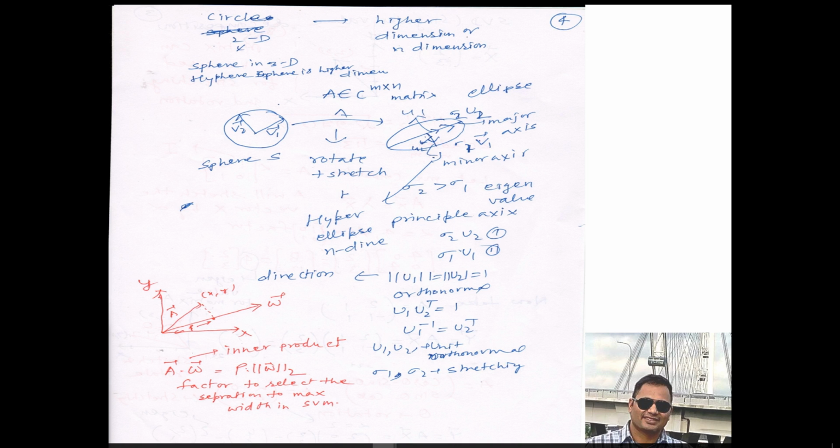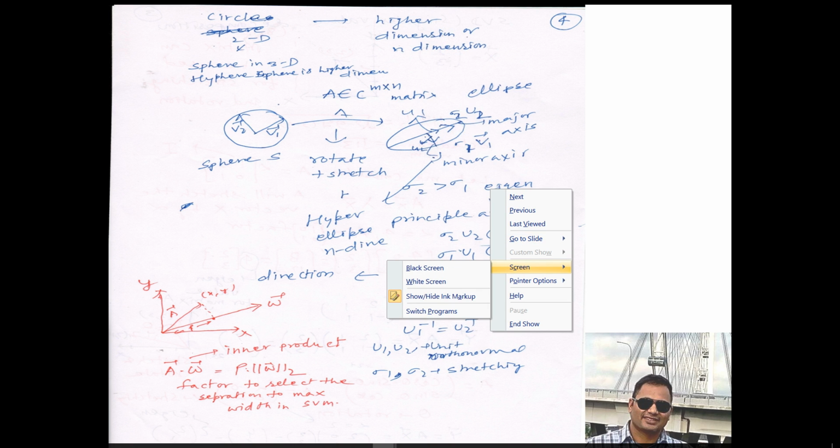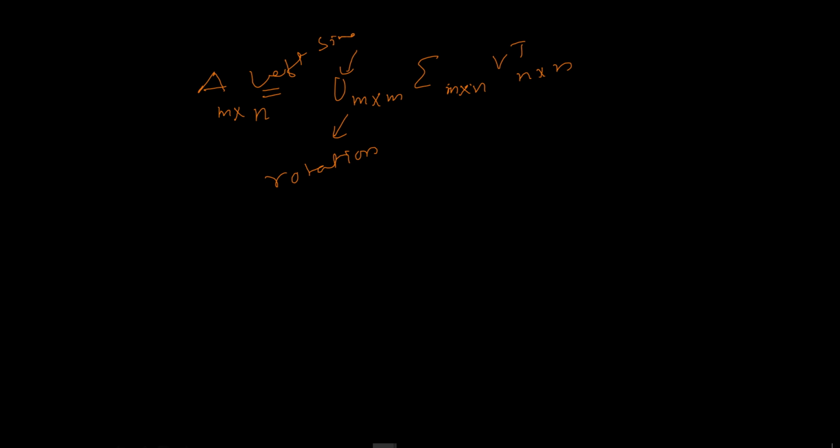So understand, as we told, this is the decomposition: m cross m is U, m cross m is sigma, and m cross m is V transpose. This is, I told, rotation and the left singular vector. This is my eigenvalue, this is my right singular vector. Okay, this is again rotation, and this is your stretching.